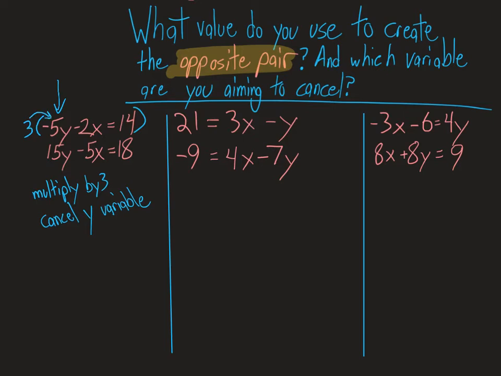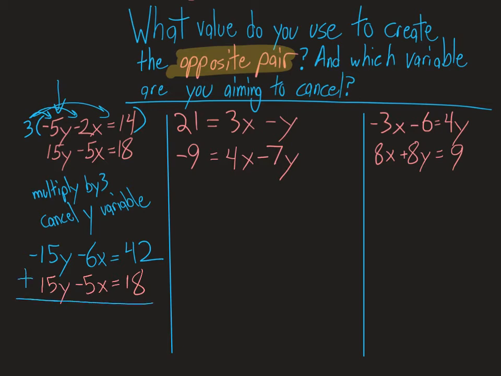So I'll show it in a distributing way this time. 3 times negative 5, that's negative 15y. 3 times the negative 2, negative 6y. And then 3 times that 14 is 42. Now I'll just copy down the other equation. It was a positive 15y minus 5x equals 18. And notice what's going to happen here.